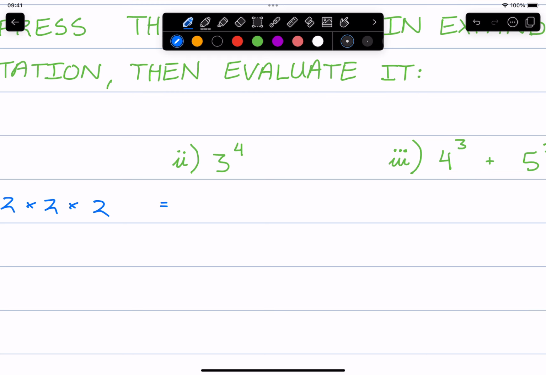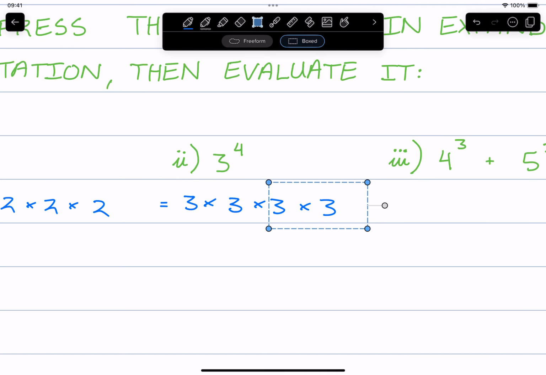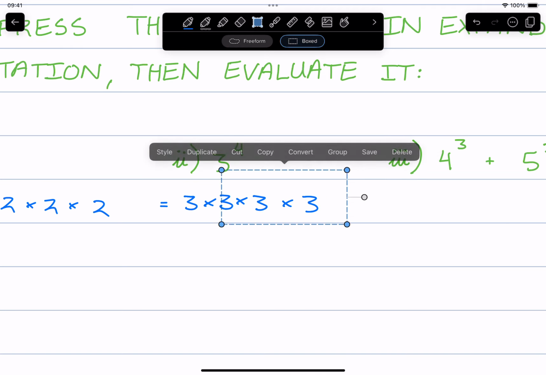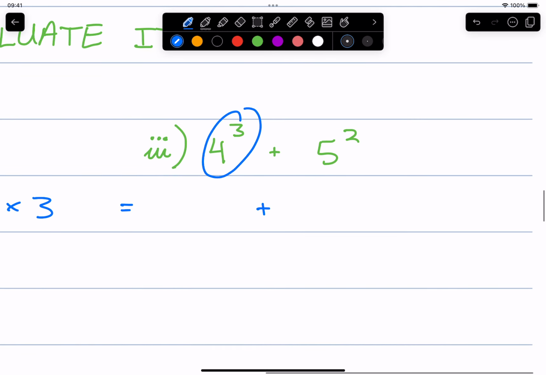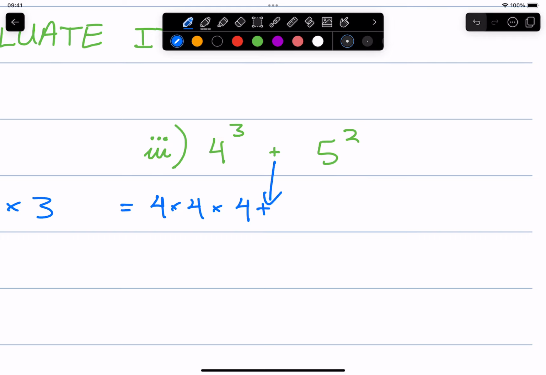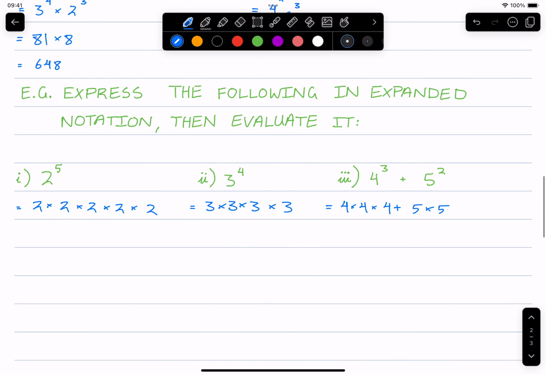3 to the power of 4. Well, that means there are 4 3s like this. And there's a multiplication in between each of these. Very, very straightforward. And likewise for these, there's a plus in between. So the first set of numbers here is 4 to the power of 3. So 4 times 4 times 4. There's that plus. And then 5 times 5. And there it is with its expanded notation.